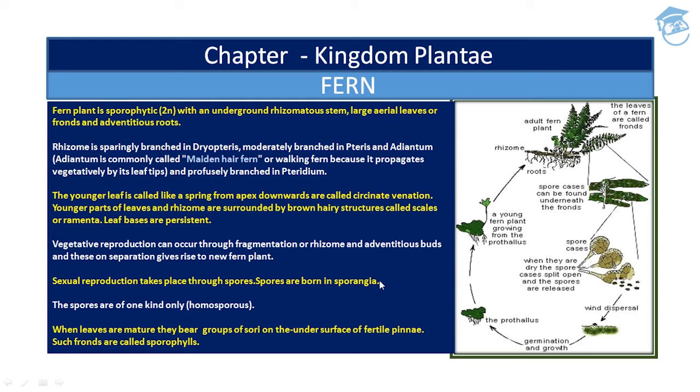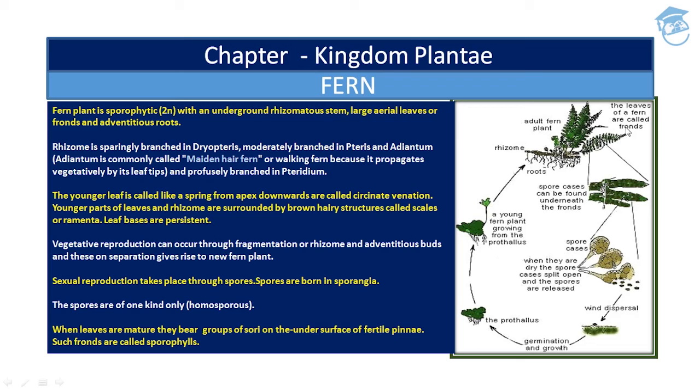Spores are borne in sporangia, and the spores are of one kind only. So that's why it is called homosporous. When leaves are mature, they bear groups of sori. Okay, what is a sorus? It is a cluster of sporangia on the undersurface of fertile pinnae, and such fronds are called sporophylls. So this is the adult fern plant which has a rhizome.